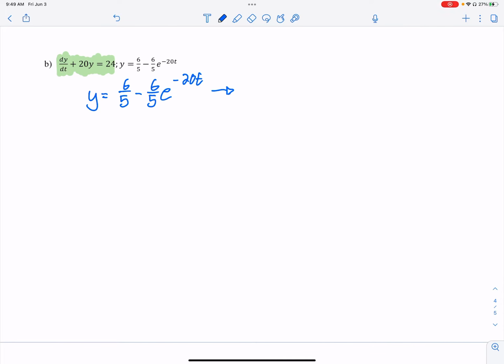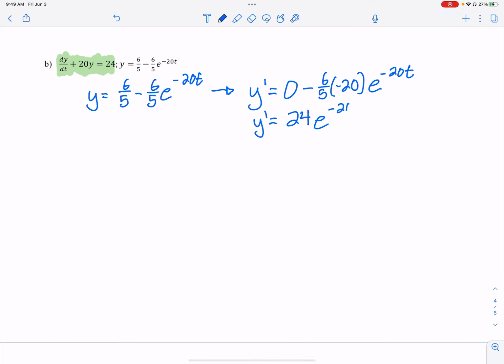Okay, so I have y there. I'm going to take the derivative. So the derivative of 6/5 is 0, minus, all right, so I have negative 6/5, a constant up front, that's going to stay. E to the something, the derivative of e to the something is e to the something, and then I get a chain rule. So I got a negative 6 over 5 times a negative 20, that's the derivative of negative 20t. And then I still have the e function itself. So I'm going to rewrite that real quick. The zero's gone. We end up getting 24 e to the negative 20t.